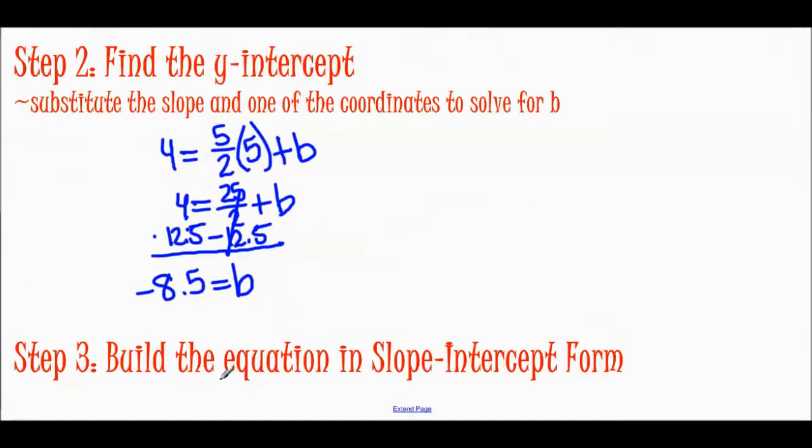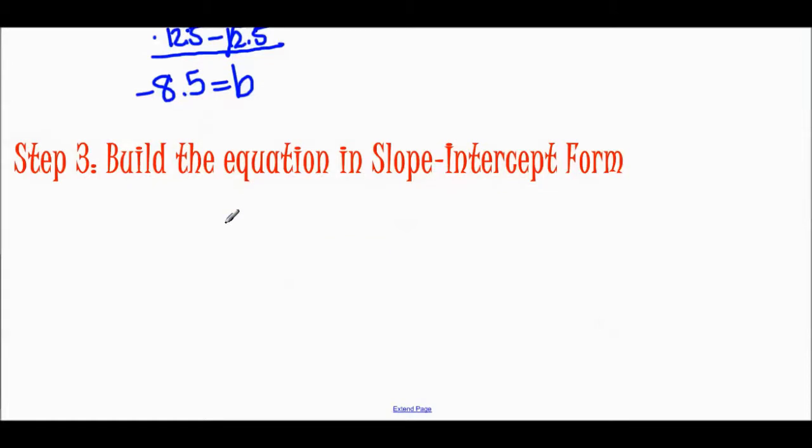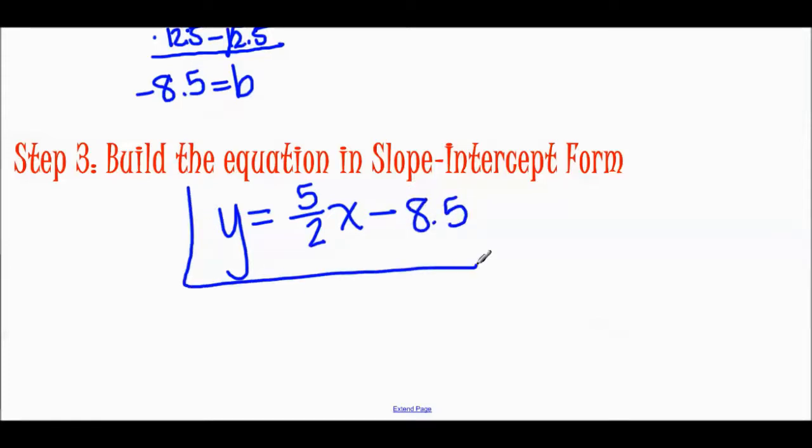And then the third step is to build that into my slope-intercept form. So y equals, the slope was 5 over 2 x minus 8.5. I could have turned it back into a fraction, but that definitely works like that. So probably if I would have had some coordinates already made up there, they would have been a little bit friendlier and not quite so decimally. Would have been more like whole numbers.